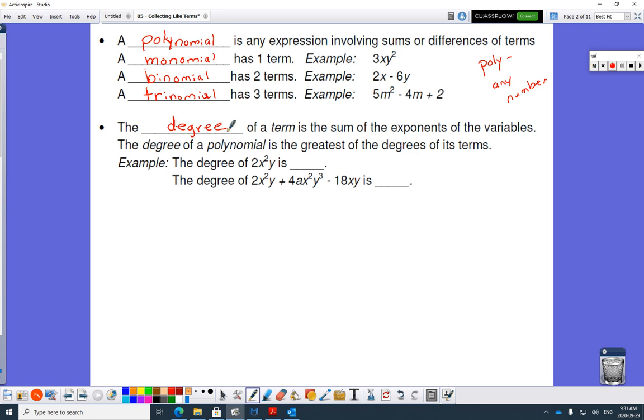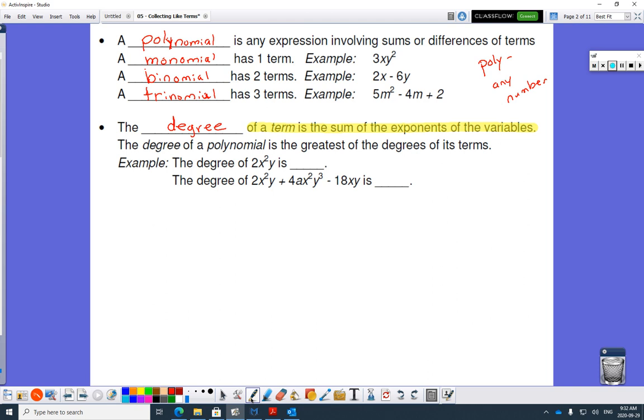So when you're looking at a degree of a term, I'm just going to highlight that word. Degree of a term is the sum of the exponents of the variables. So when you have trouble with this later, and most people do the first time through, just go back to this definition. It means you add up the exponents of the variables.